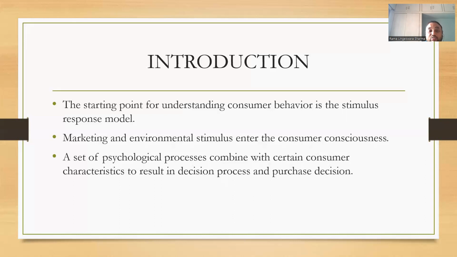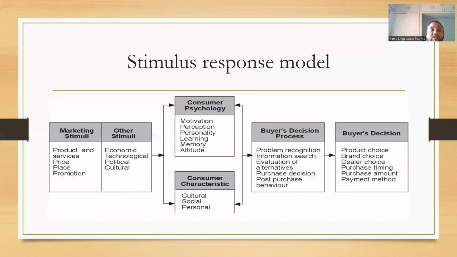Similarly, he has to influence all the steps through the decision process. Whatever steps are involved in the decision process of a consumer, a marketer has to influence that. To influence that, he has to understand the decision-making process as well. Look at the stimulus response model. Starting with marketing stimuli and other stimuli, in between we have consumer psychology and consumer characteristics, and then we have the buyer's decision process and buyer's decision. So what are the marketing stimuli? Product, price, place, promotion. They are the 4 P's of marketing. So product and services, price, place, promotion are marketing stimuli.